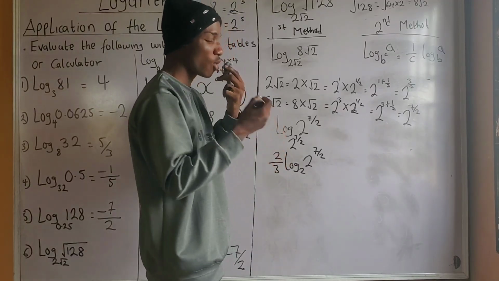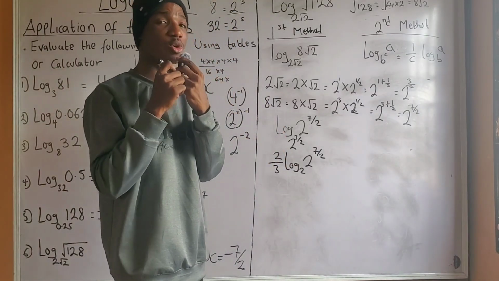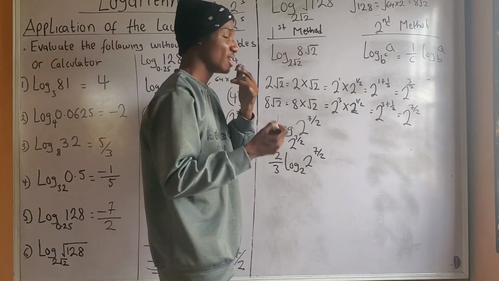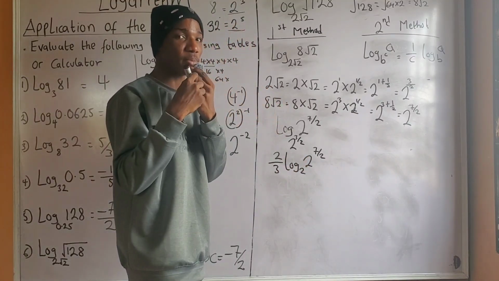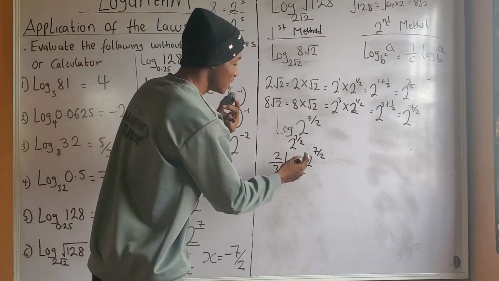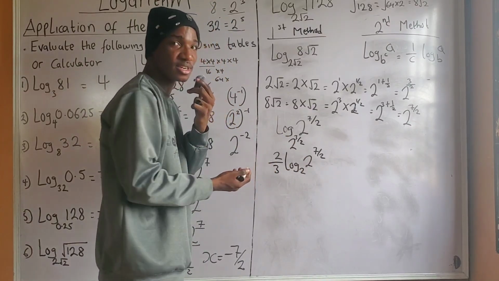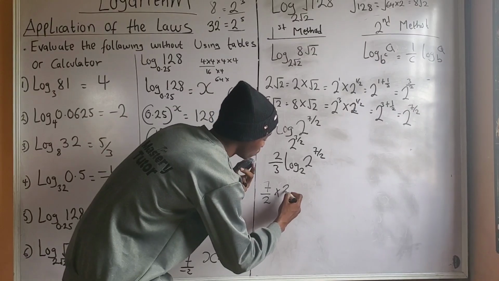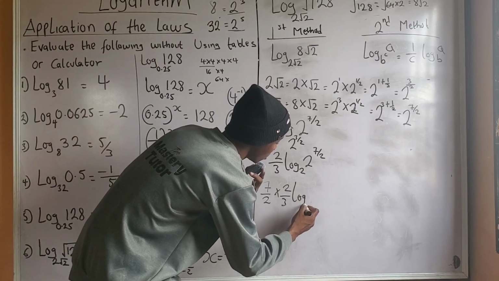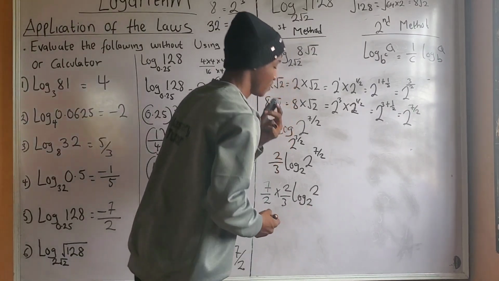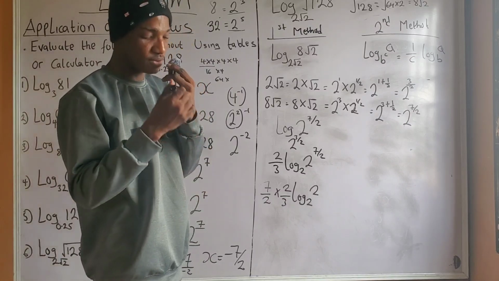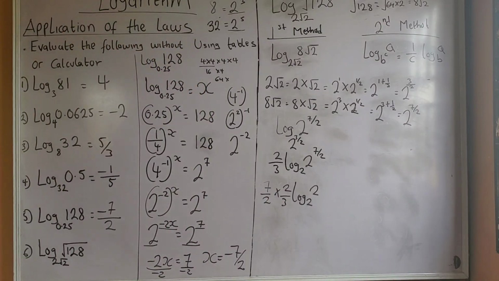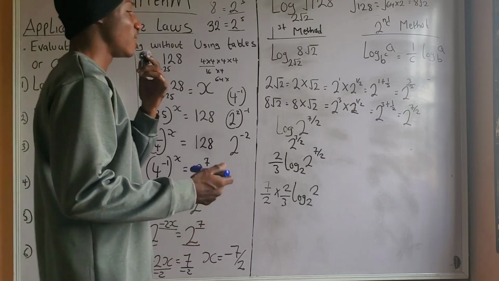Now there is another law that states that if you have the log of a power, that is, the power of this logarithm now is what? 7 over 2, right? The log of a power is the product of the power and the log. So that means that this 7 over 2 will multiply 2 over 3, right? So I'm going to have 7 over 2 multiplied by 2 over 3 log 2 base 2. Do you get it? If you didn't understand, listen to the explanation again. It's simple. All I use here are the laws of logarithm.